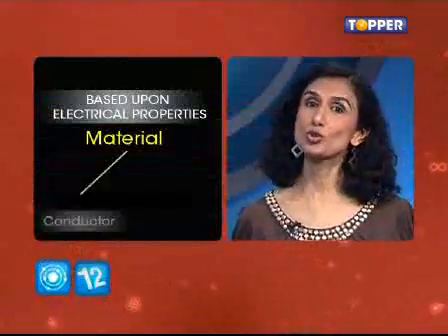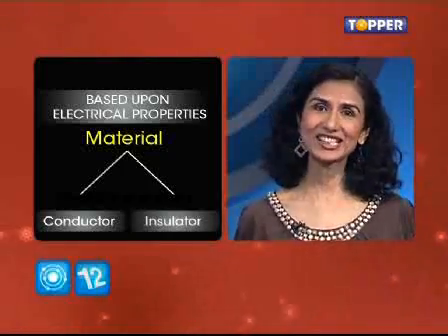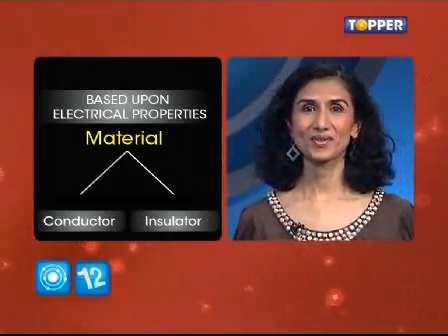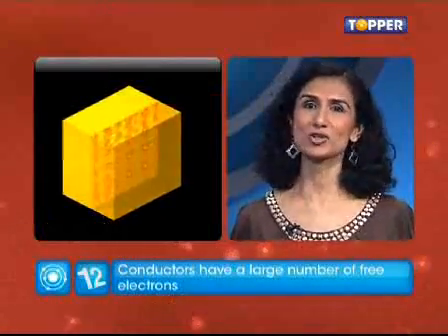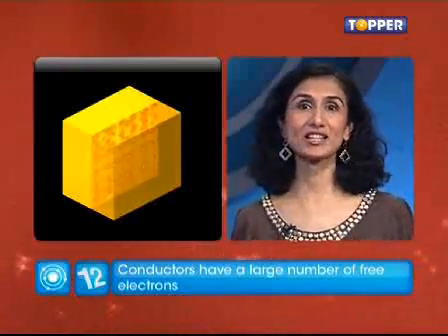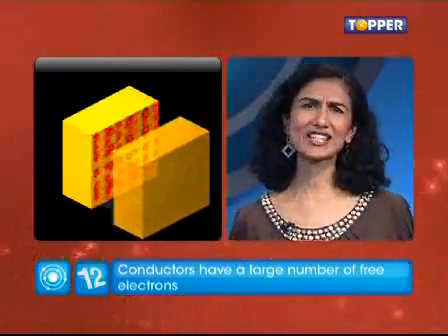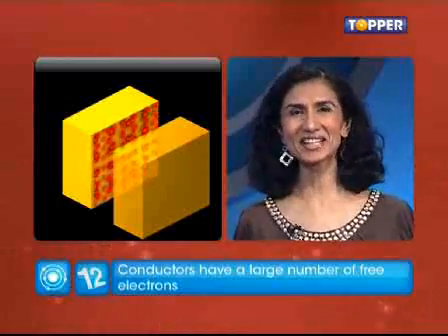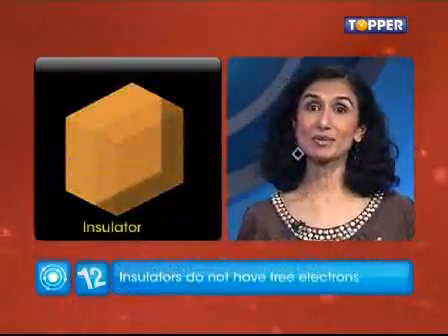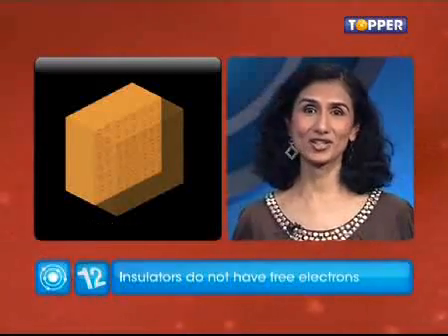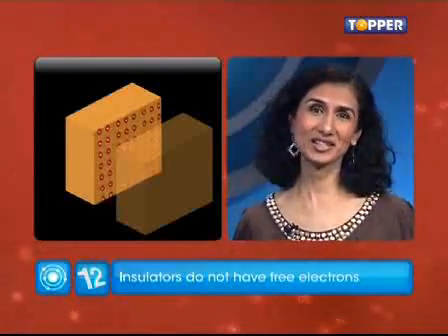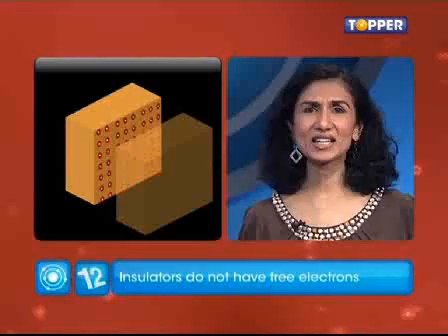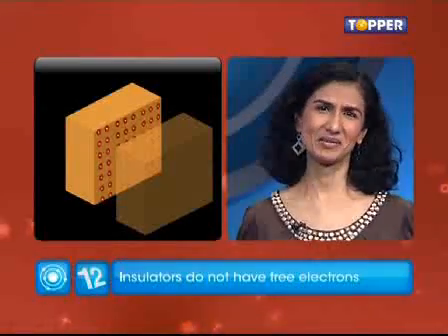Based upon electrical properties, materials can be divided into two categories: electrical conductors and insulators. Conductors are materials that have a large number of free moving electrons that are not bound to a particular atom. For example, metals such as copper, iron, zinc, etc. Insulators are materials that do not have free electrons. In these materials, each electron is bound to a particular nucleus. For example, plastic, PVC, wood, etc.